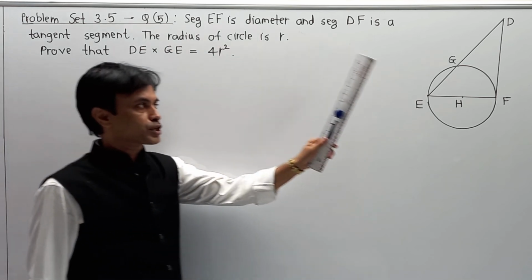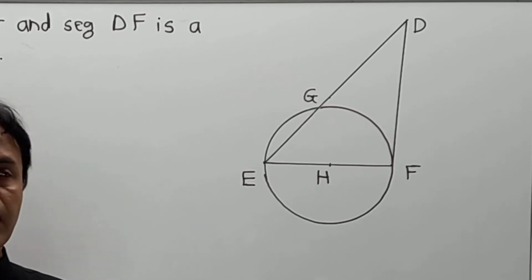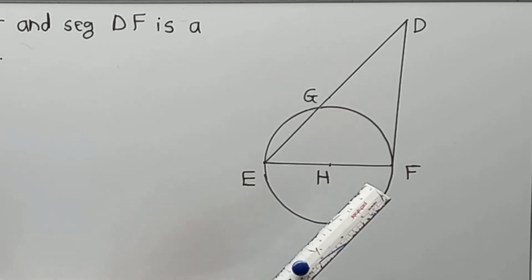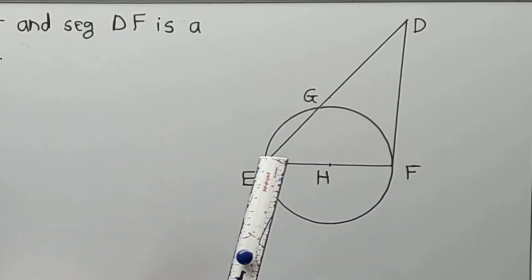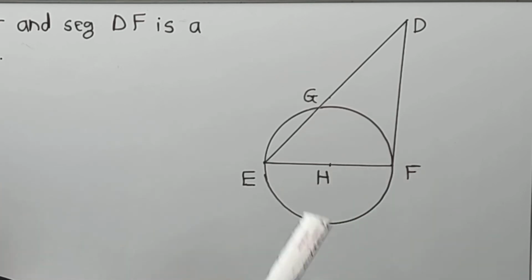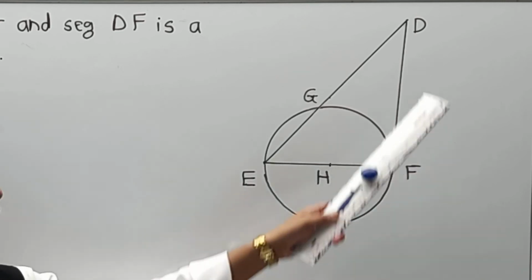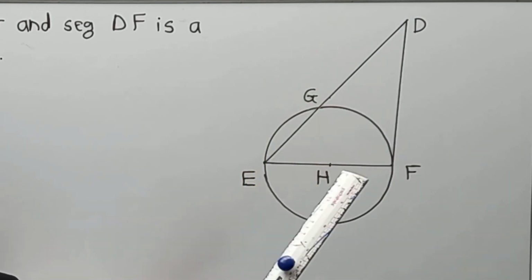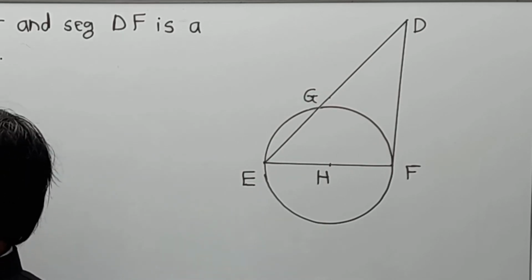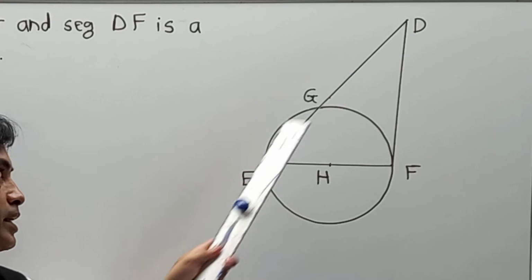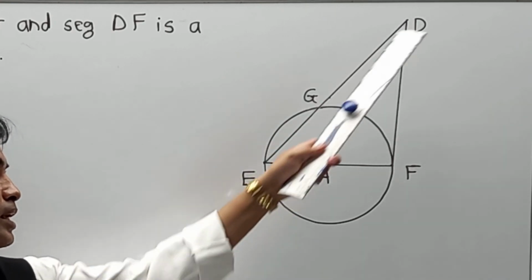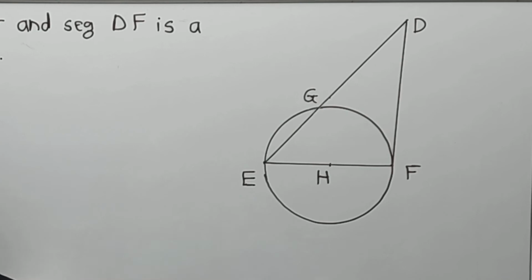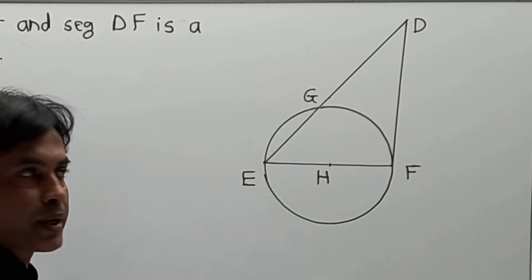One by one I am going to explain the same part from a diagram. As per the given condition, EF is a diameter of a circle and DF is a tangent. Then prove that DE into GE is 4R square, where R is the radius of the circle. Let's have the explanation in more detail. One by one, you have to understand the part.